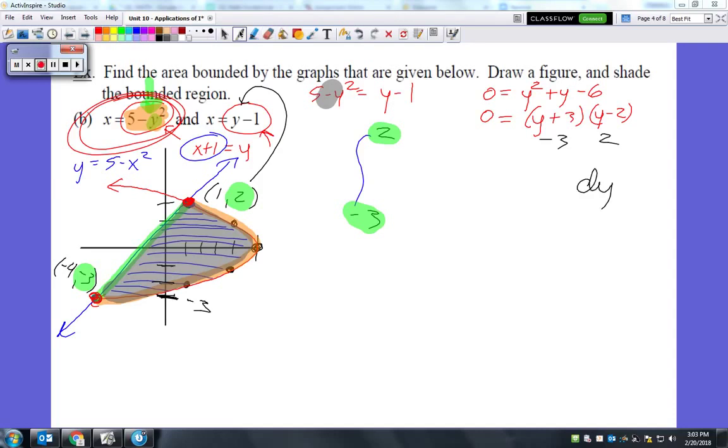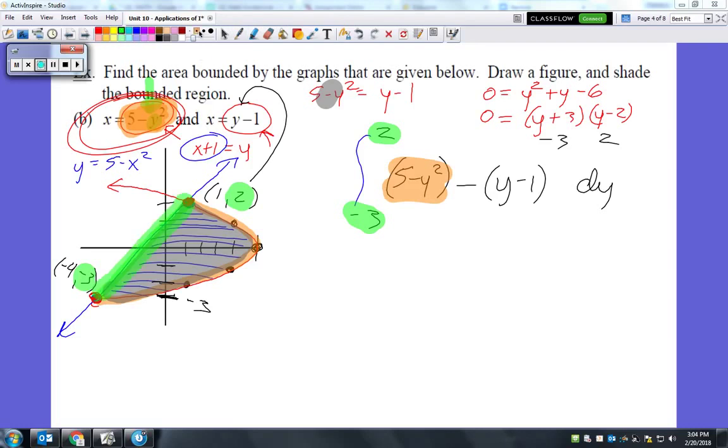Anyone, what's the top function that you see? 5 minus y squared. Okay, so just like we said, 5 minus y squared is the top function. It's this one right here. And it's going to be subtracting the bottom function. What's that one? y minus 1. Notice my use of parentheses, guys. And also, let me highlight this bottom function in green.